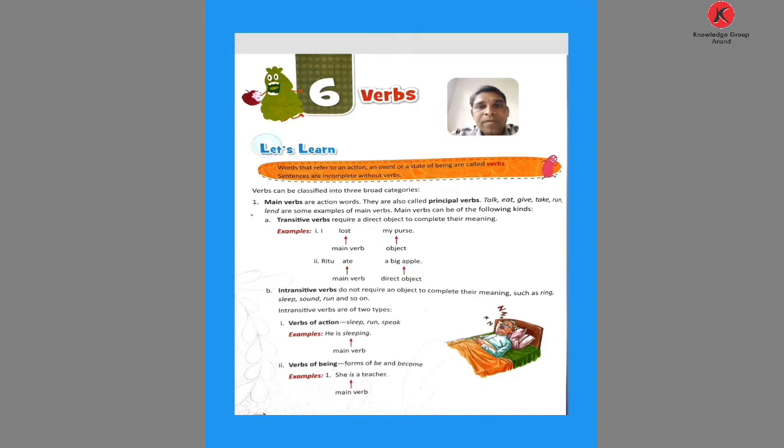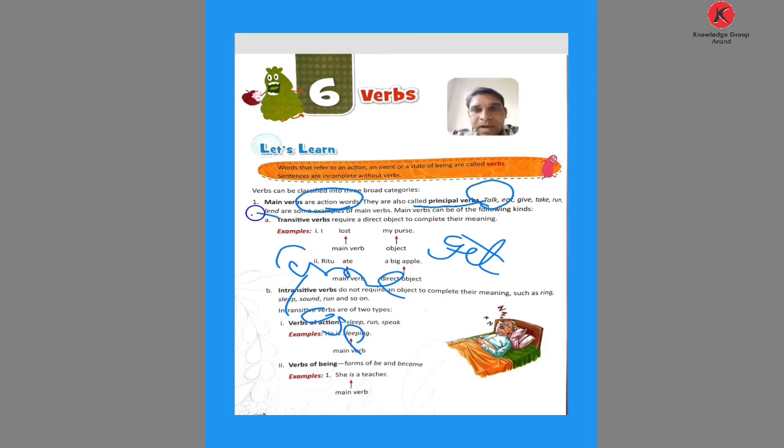What is a main verb? Main verbs are action words. They are also called principal verbs or lexical verbs. Which verbs? See, talk, eat, give, take, run, get, come, lose. These are the main verbs, action verbs.